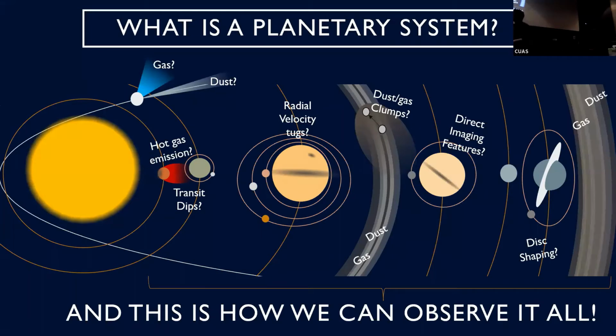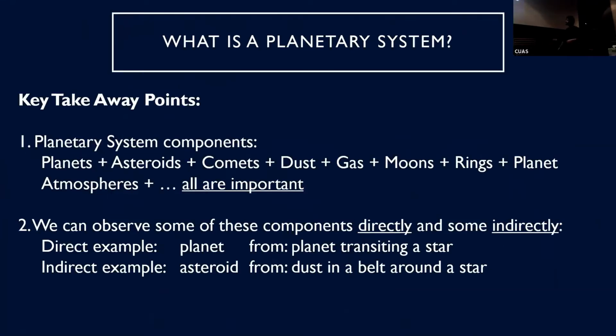So all of the various things that I showed you in that image at the start, hopefully now I've given you an idea of how you can detect it. Okay, gas and dust that forms in comet collisions and asteroid collisions, we're going to use ALMA to find. Radial velocity tugs, we're going to use radial velocity surveys to find, etc. Okay, the takeaway points at this point are that the planetary system components include all of these things. They're all important, and we can detect things that are going on either directly, so we can actually see planets, for example, with imaging or with radial velocities, or we can actually look for things indirectly. We can't actually see asteroids around the stars. What we can see, though, is the dust that was created by them.